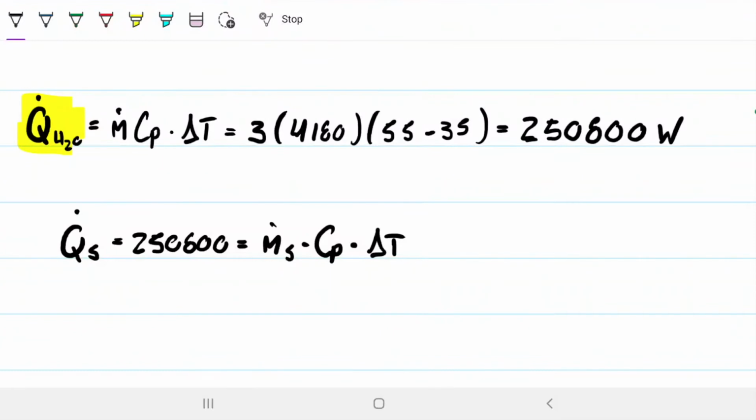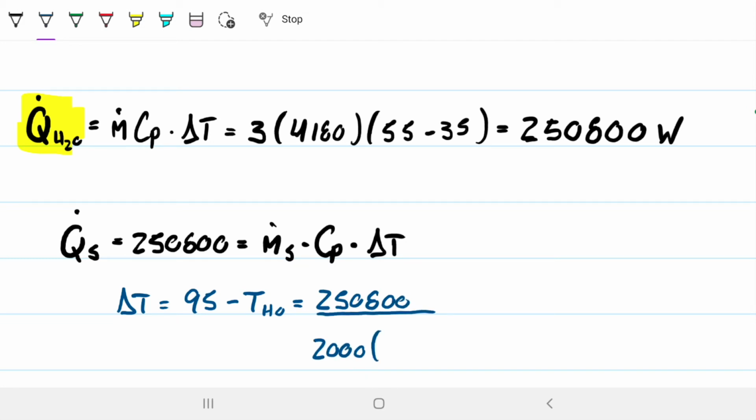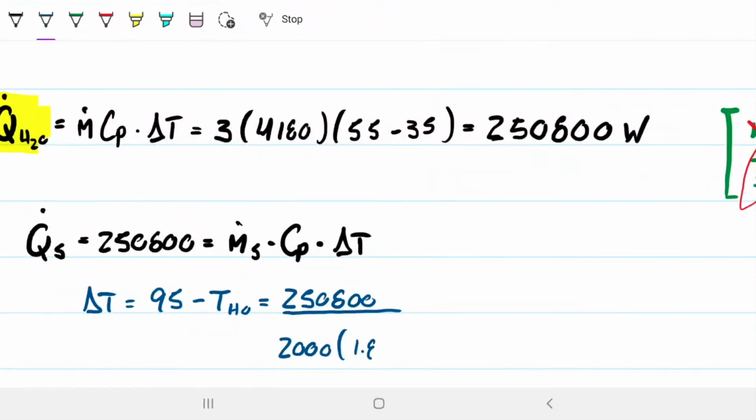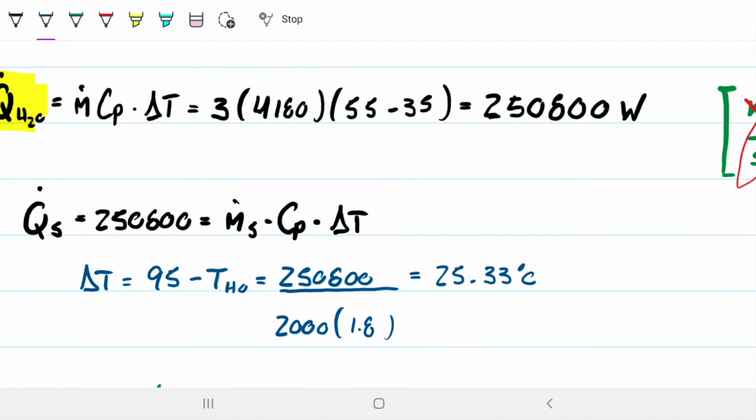That would be easy for us because this means the delta T, let me write this in blue, which is just 95 minus whatever T hot out is, is going to be the 250,800 divided by the 2000 and by the 1.8. Okay, and this is going to give me a number. What do I get? 25.33 degrees Celsius. So this would be the output temperature of the steam after it gave away all the energy to the water.